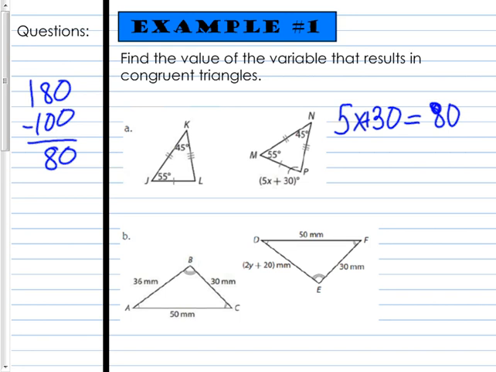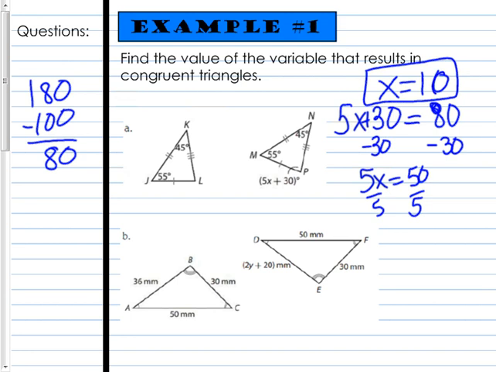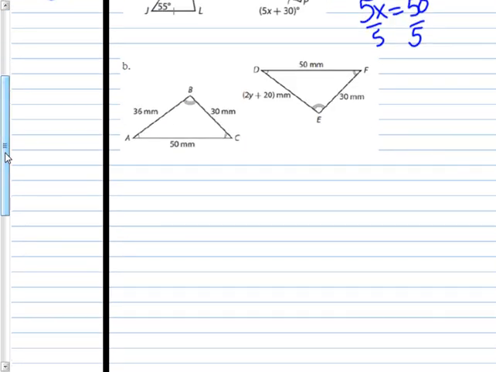And I'm solving for the variable. Subtract 30 from both sides. 5x equals 50. Divide by 5 on both sides. X equals 10. So when x equals 10, that variable value results in congruent triangles. And that used some algebraic knowledge that hopefully you have carried over from Algebra 1. Let's go down and do letter B together.